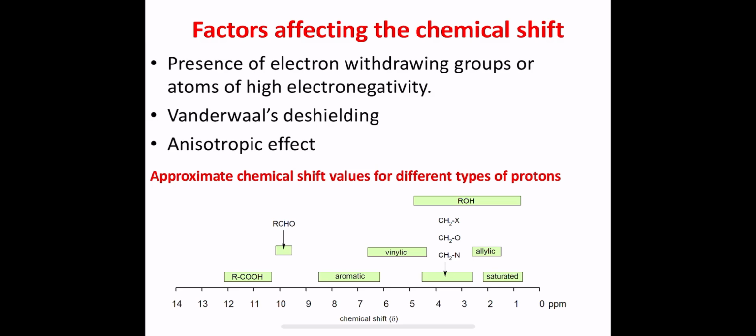And if the induced field is against the applied magnetic field near the proton, then the proton resonates at a lower frequency, and the signal appears at a lower delta value, and this phenomenon is observed in alkyne protons. And next are approximate chemical shift values for different types of protons.